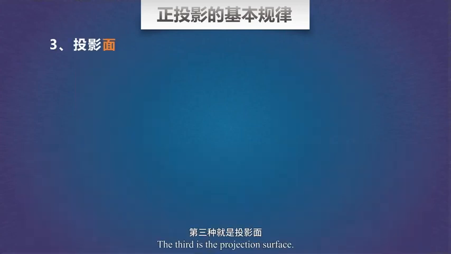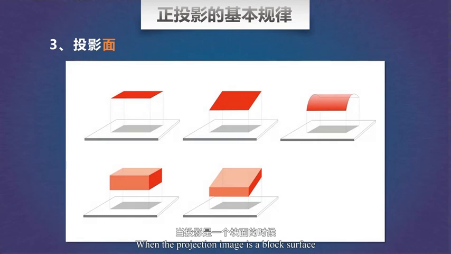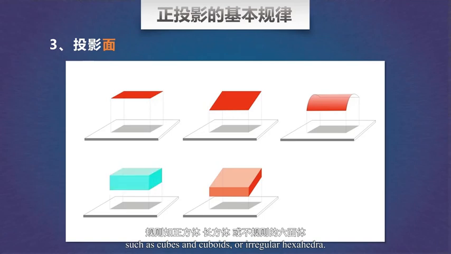The third is the projection surface. When the projection image is a block surface, above it could be a surface parallel to it at any height, or an inclined surface, or even multiple forms of surfaces, such as the curved surface in the third picture. In addition to surfaces, it could also be geometric solids, such as cubes and cuboids, or irregular hexahedra.